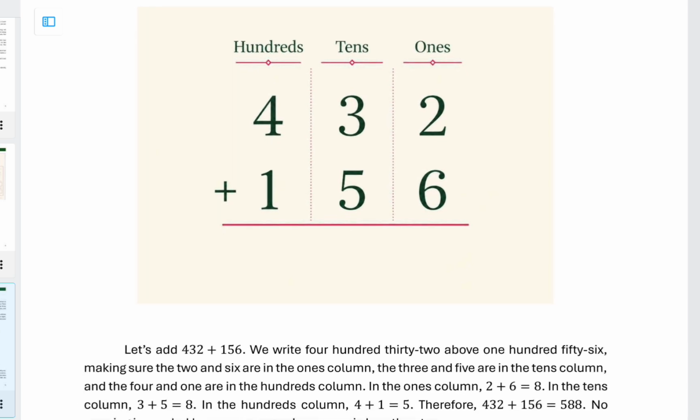Let's add 432 plus 156. We write 432 above 156, making sure the 2 and 6 are in the ones columns, the 3 and 5 are in the tens columns, and the 4 and 1 are in the hundreds columns.